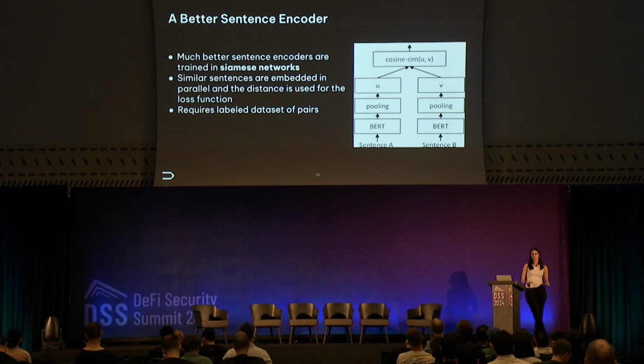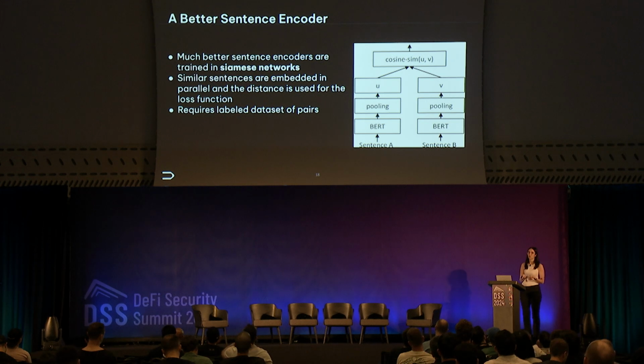That's not the best way to do that. That's just an initial approach. A better way to do that is with Siamese networks. Siamese networks is just you take the same model twice, you embed two sentences that you know are similar, you take the embedding of those sentences, and then you calculate the distance of those two and use the distance in the loss function. What that means is that the model learns how to minimize the distance. So similar sentences will have more similar embeddings. And no, we didn't choose Siamese networks because of Thailand.